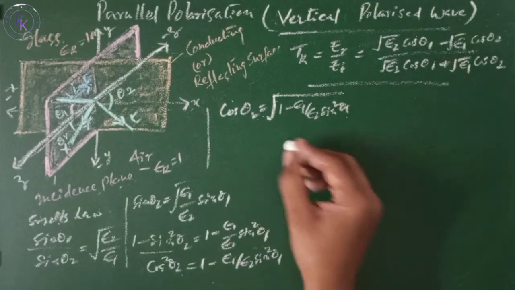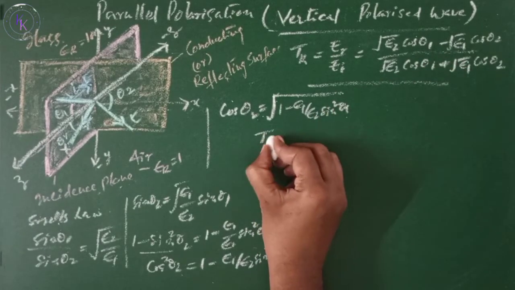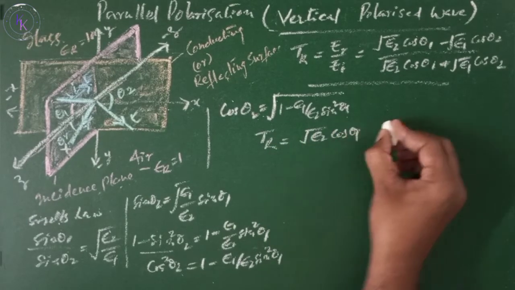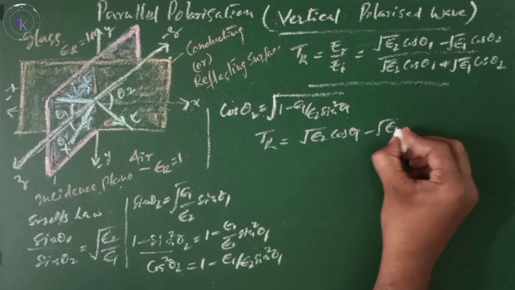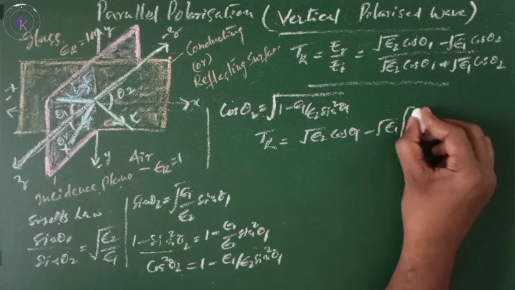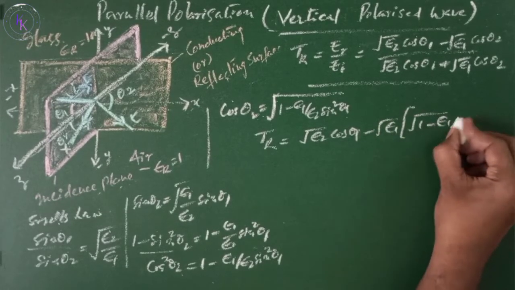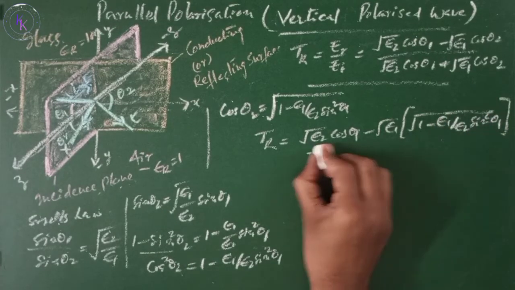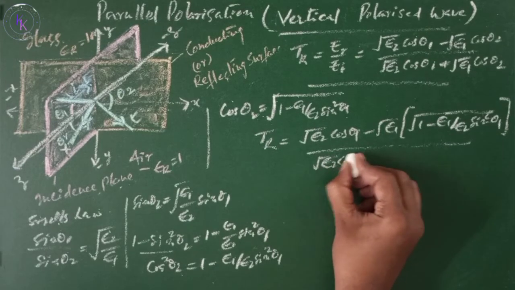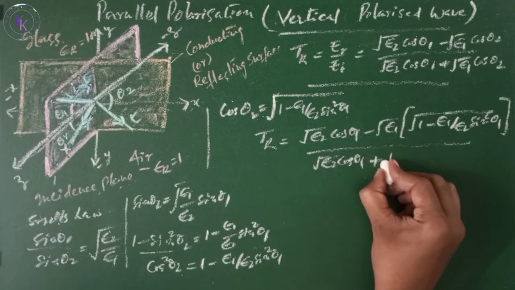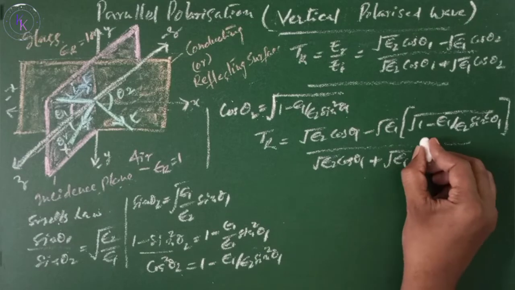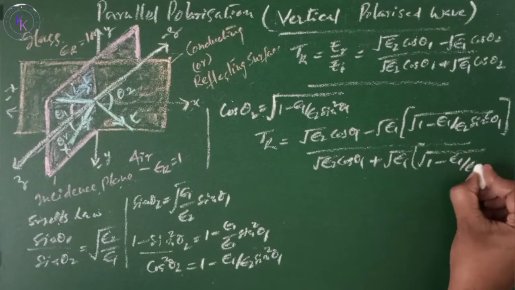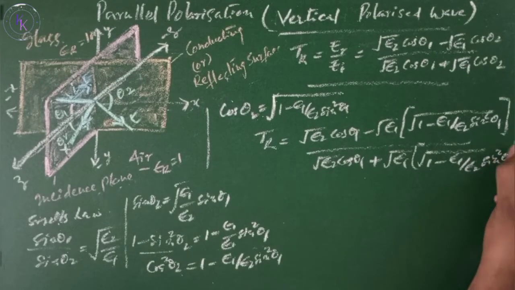Now substituting this value in the equation, you are going to get TR equals square root of epsilon 2 cos theta 1 minus square root of epsilon 1 times square root of 1 minus epsilon 1 by epsilon 2 sine square theta 1, divided by square root of epsilon 2 cos theta 1 plus square root of epsilon 1 times square root of 1 minus epsilon 1 divided by epsilon 2 sine square theta 1.